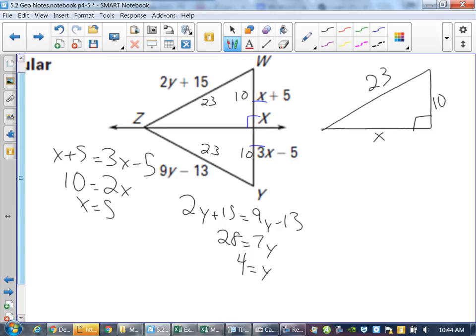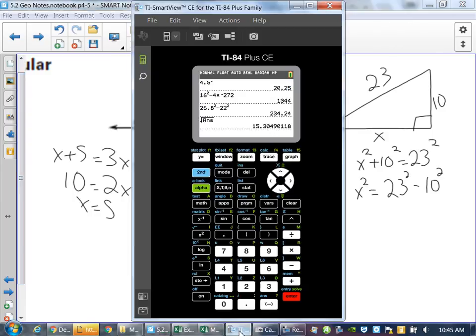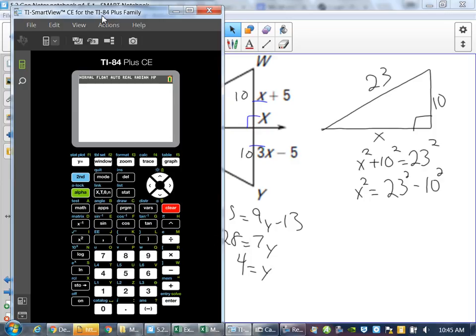So if I wanted to set this up, I would use x squared plus 10 squared is 23 squared. Now in your calculator, you can press buttons and rewrite that all day long, or do it the easy way. X squared will equal 23 squared minus 10 squared. So take your calculator. I want to show you guys how to use the second answer button real quick.